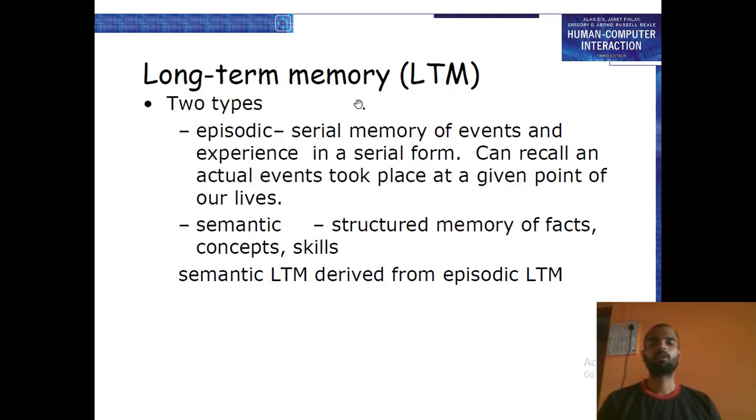So there are two types of long term memory. First one is episodic, second one is semantic. Episodic means whatever experiences or phenomena we have seen are stored in the form of episodes or serial form, and we can recall actual events that took place at a given point in our lives. Semantic means it has a structure of concepts and skills. Semantic long term memory is derived from episodic long term memory.